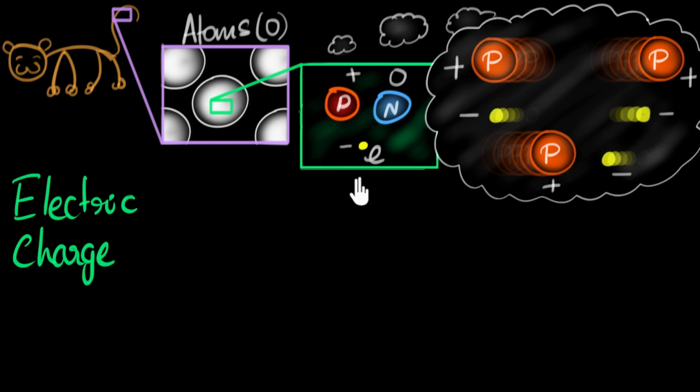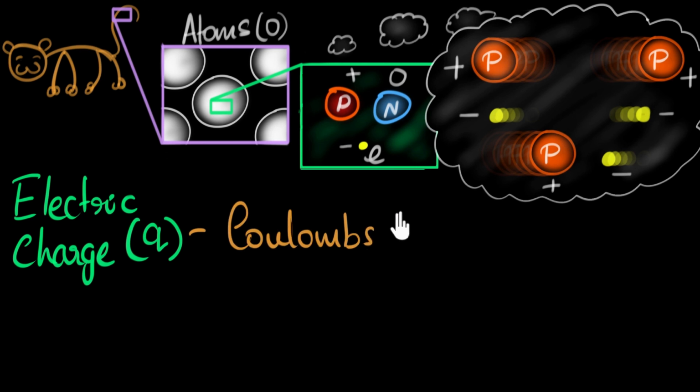And of course, today we have discovered so many other particles that also possess this thing called charge. In this video, we will look at what the symbol and the unit for electric charge is. So the symbol for the electric charge is Q. And we measure it in a unit called coulombs, denoted by a capital C.